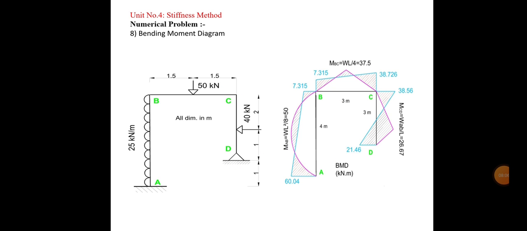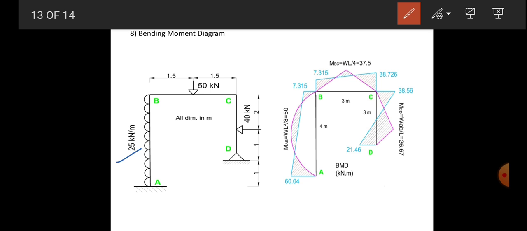So for the bending moment diagram, let's draw for the loading. First load is a UDL, 25 kilonewton per meter. The formula is WL square by 8. W is 25 and length is 4, squared and divided by 8, it becomes 50 kilonewton meter and it is parabolic in fashion. For the 50 kilonewton point load at midspan, the formula is WL by 4. W is 50, L is 3. So we have a triangular shape, it becomes 37.5 kilonewton meter. And for the next load, 40 kilonewton on the column CD, it is WAB by L, which is not at the center, so it becomes 26.67 kilonewton meter in a triangular fashion.